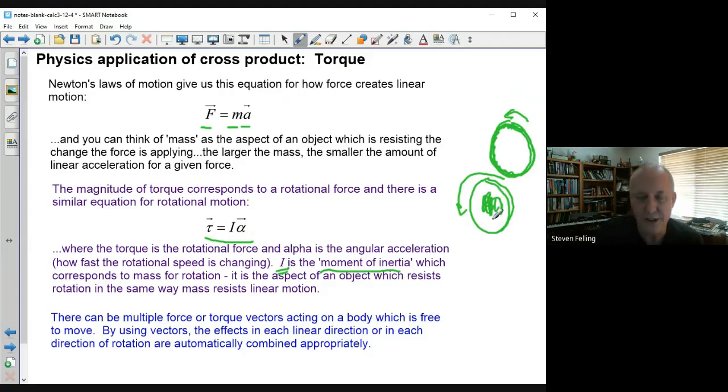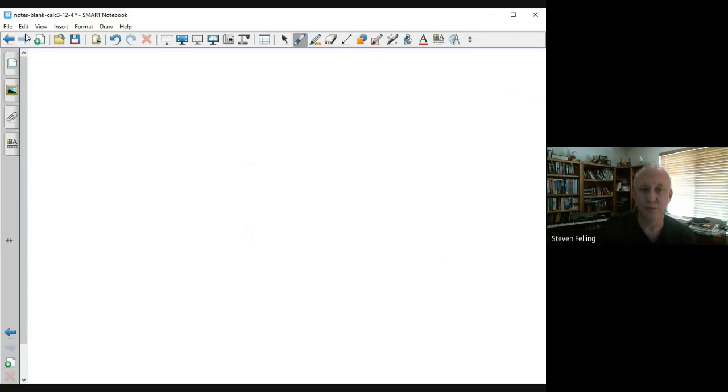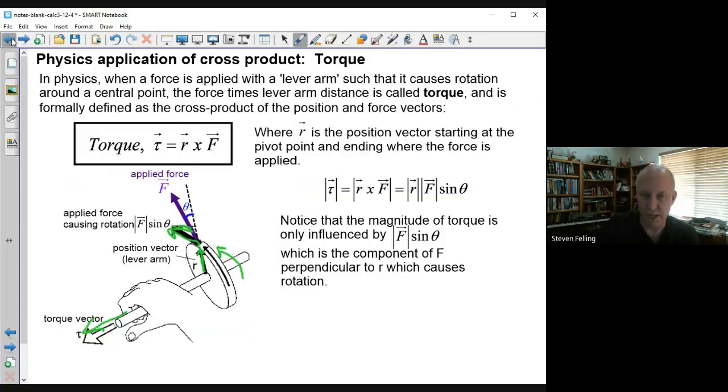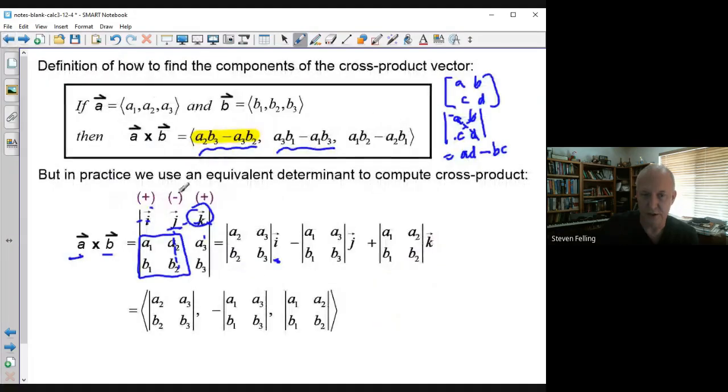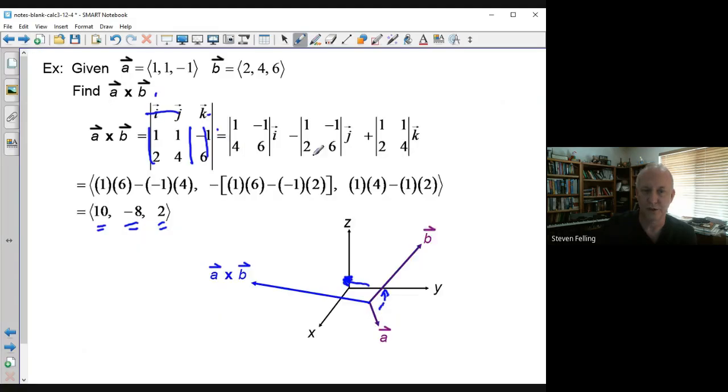Yeah, so just a little connection to physics, but the main thing that we need to get out of this chapter as far as for Calc 3 is the method of computing the cross product. So understanding how this works, like understanding this example, is the most important thing. Okay, and that's where we wrap up this.